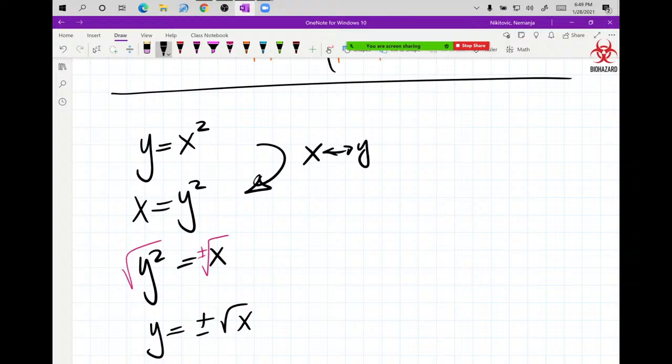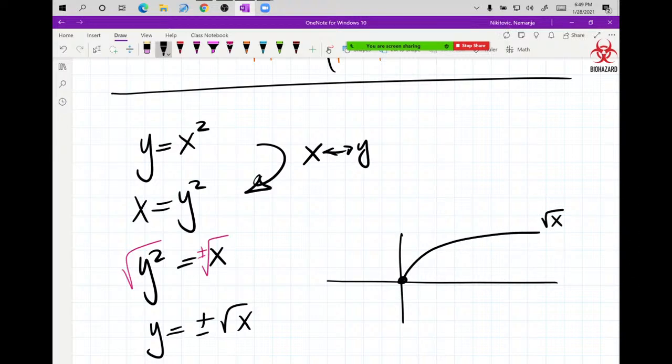Well, if I try to graph this, I know the square root of x. That's my square root of x. But I also know that negative is a reflection on the x-axis, so the other part is here. That's the bottom branch. Does it pass the vertical line test? Ah, it fails the vertical line test. This puppy is not a function.